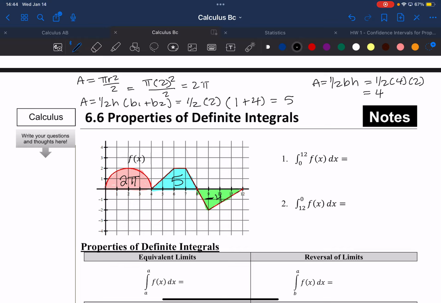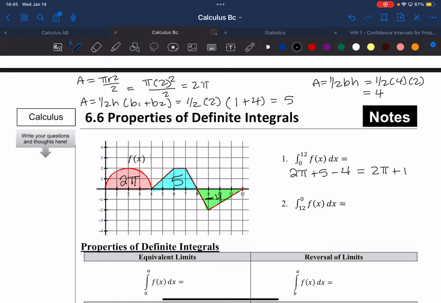Okay. So for number 1, since I'm looking at the area from 0 to 12, I'm just going to add all these areas together. So I have 2 pi plus 5 minus 4, which gives me 2 pi plus 1. Okay, 2 pi plus 1. So that's the answer to that integral.